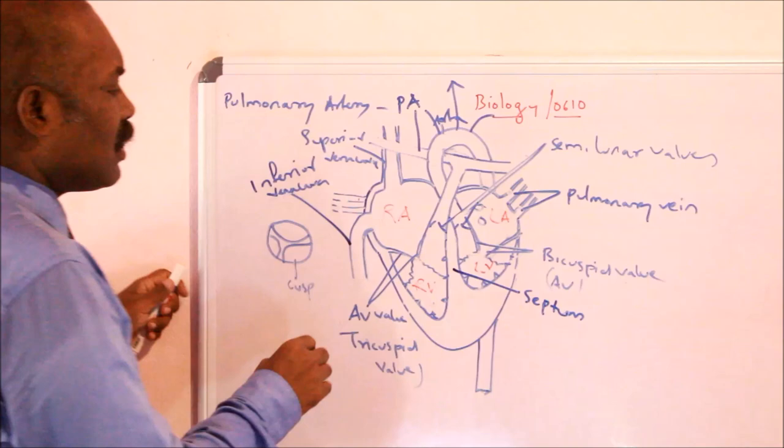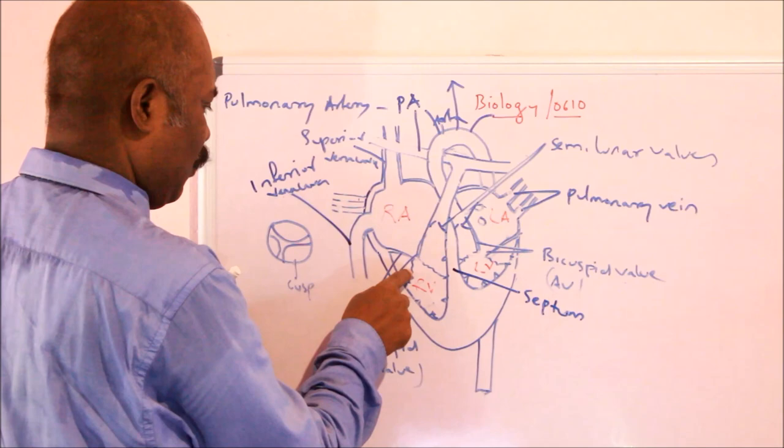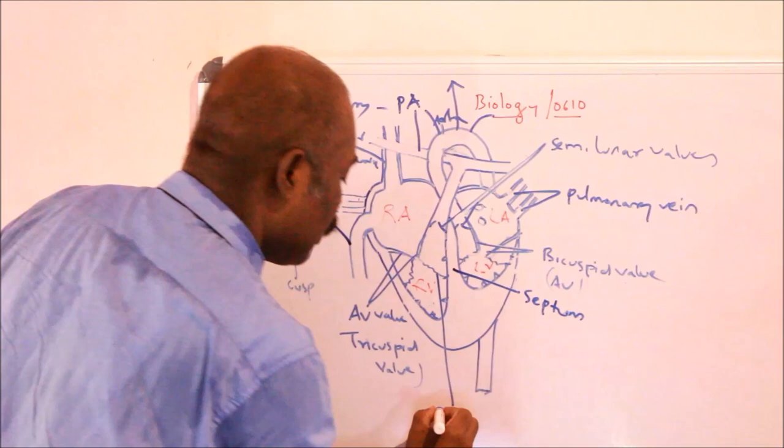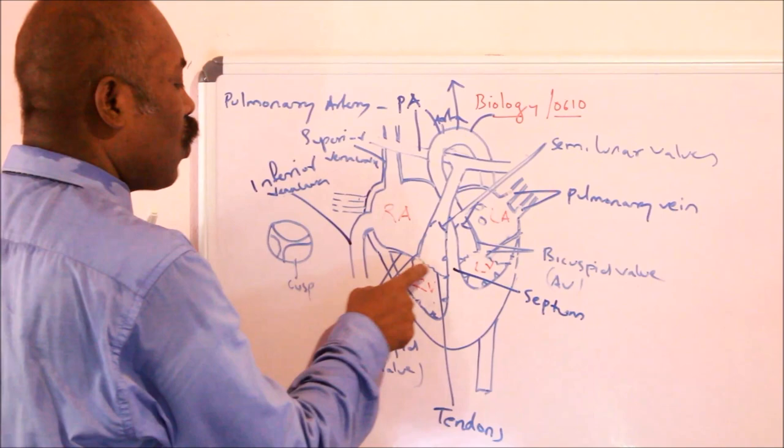there are some thread-like things connected to the AV walls. These threads are called tendons. Tendons. So you can see tendons here also, and here also. The tendons.